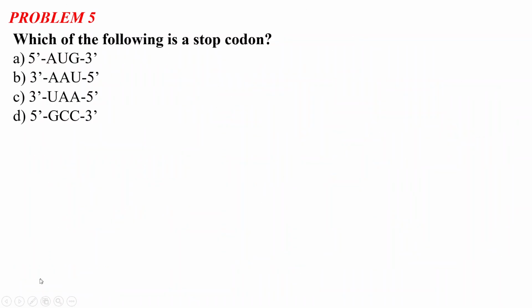So now I will go to the next problem, problem number 5. Problem number 5 says, which of the following is a stop codon? Your options are like this. Number A, 5 prime AUG 3 prime. Number B, 3 prime AAU 5 prime. Number C, 3 prime UAA 5 prime. Number D, 5 prime GCC 3 prime. Which of the following is a stop codon?